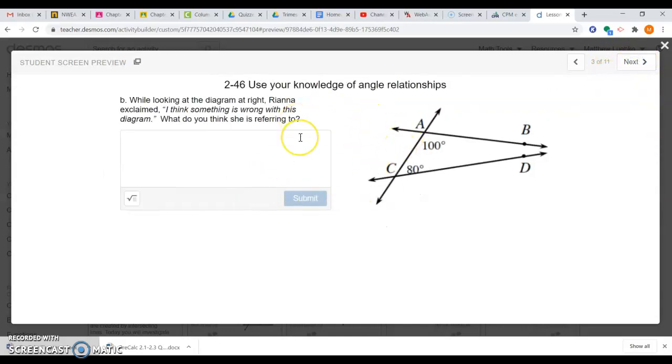Now, basing it off that problem, we have Rihanna exclaiming, "I think something is wrong with this diagram." What we can see is her same side interior angles here, one is 100 and one is 80, but it looks like we don't have parallel lines getting intersected by a transversal here. I think that's what she's referring to, but write it in your own words: what looks wrong, why does this diagram not work?